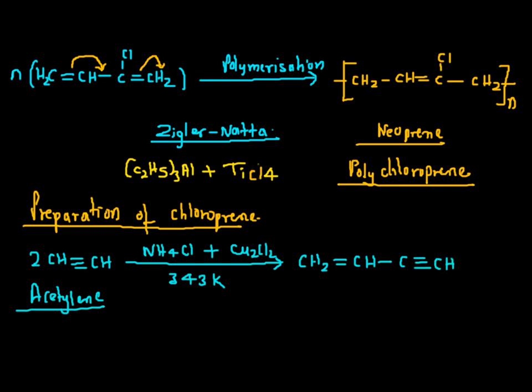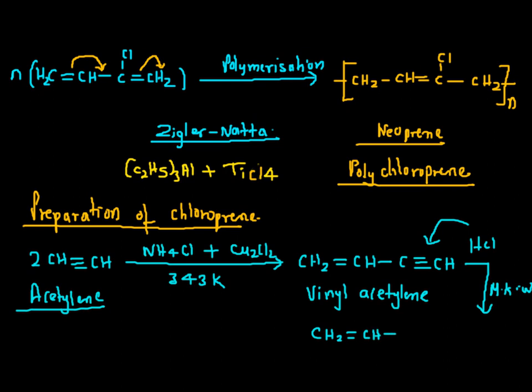This is called vinyl acetylene, which on addition of HCl, the addition of HCl takes place over the triple bond via Markovnikov's rule, and it will form CH2=CH-CCl=CH2, and this is nothing but our chloroprene.